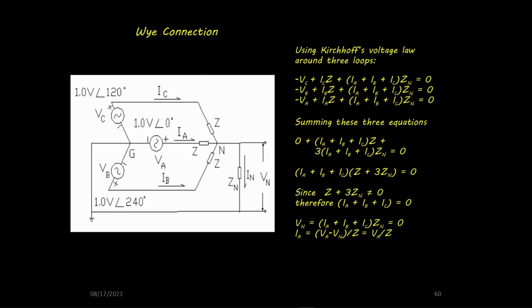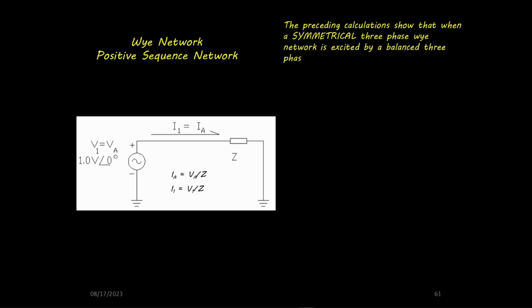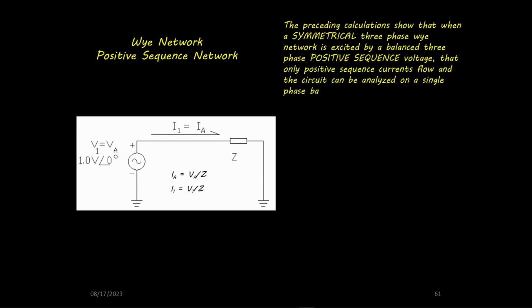Ia equals (Va minus Vn) divided by Z equals Va divided by Z. Ib equals (Vb minus Vn) divided by Z equals Vb divided by Z. Ic equals (Vc minus Vn) divided by Z equals Vc divided by Z. The preceding calculations show that when a symmetrical three-phase Y network is excited by a balanced three-phase positive sequence voltage, only positive sequence currents flow, and the circuit can be analyzed on a single-phase basis.